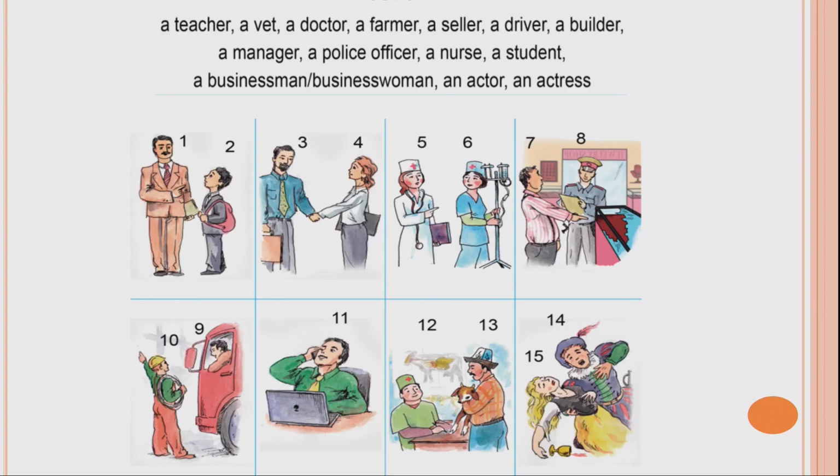Let's see an extract from the lesson here. Okay, look at the pictures. Try to find the word.